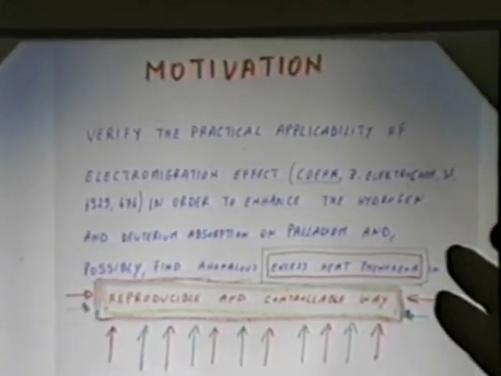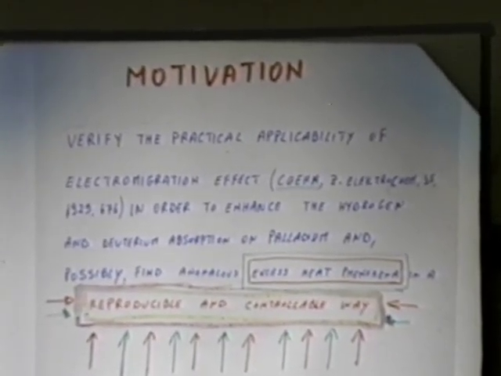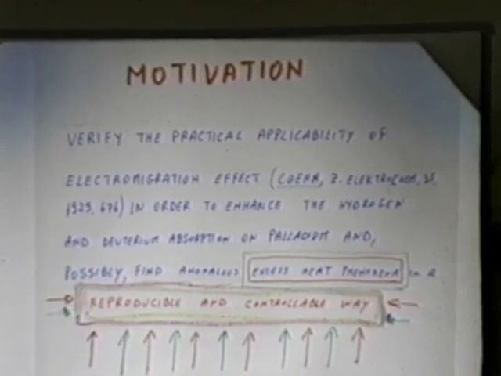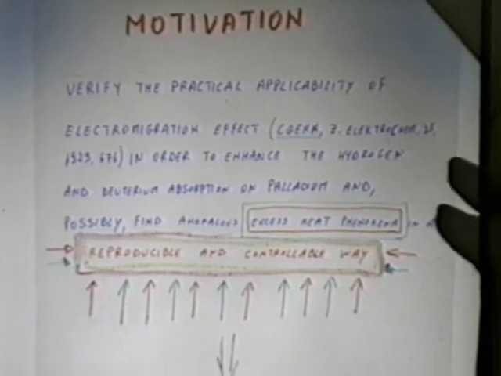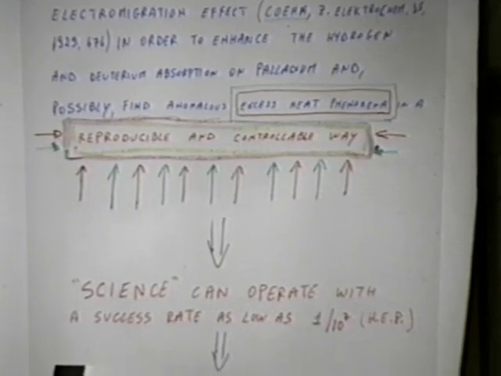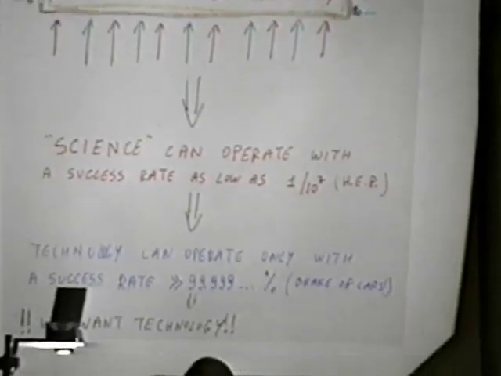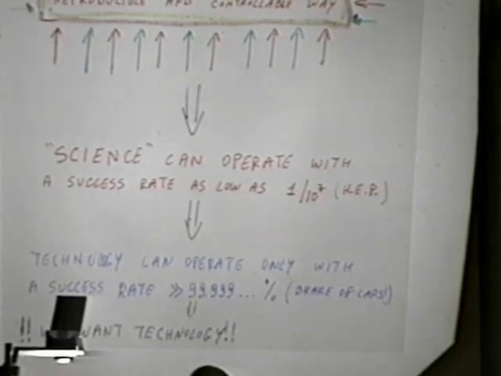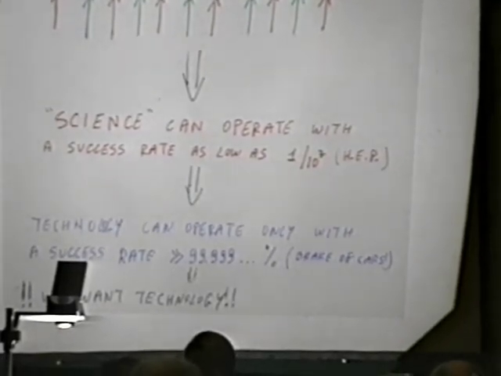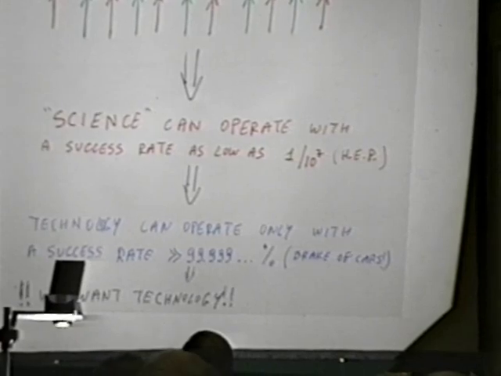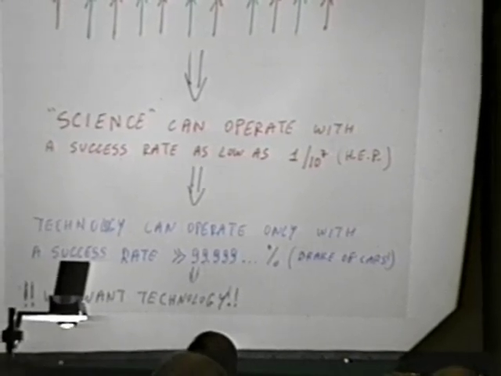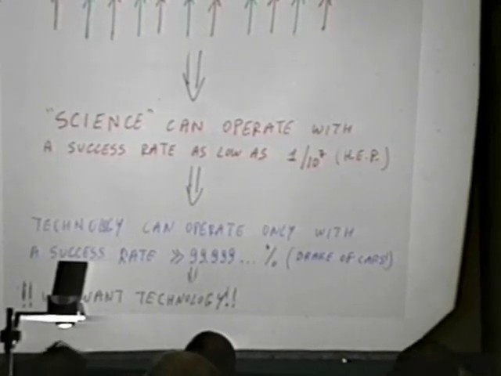The main motivation is to check if the Cohen effect, which Cohen in 30 years found effective in order to increase the hydrogen or deuterium loading in palladium, and moreover to get HST, if any, in a reproducible way. So we want to do technology, not science. Technology needs 99.99% reproducibility. Science is good at 1 over 10 million, like high energy physics. We are poor people, we are technology.